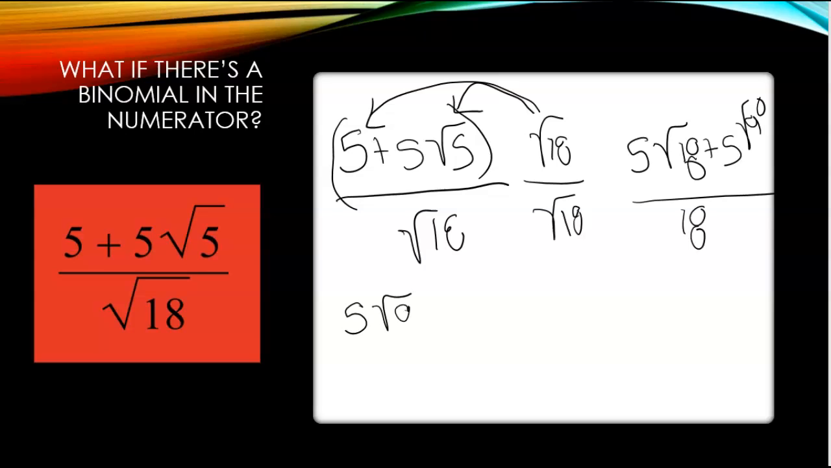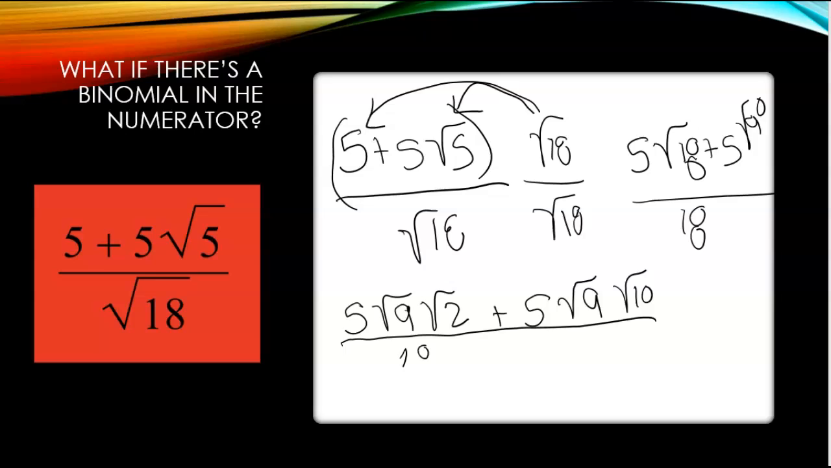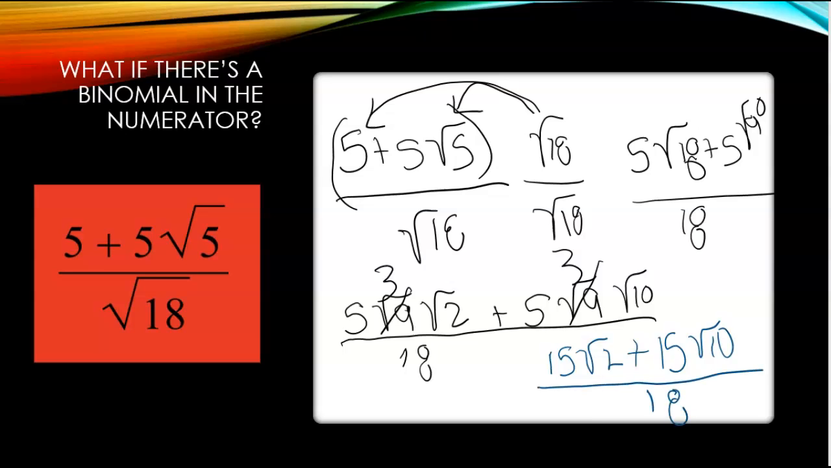I could say that this is radical 9 times radical 2 for the 18. Plus 5, let's say it's radical 9 times radical 10 for 90 over 18. I'm going to run out of room here. We know radical 9 is 3. 5 times 3 is 15 radical 2. 5 times 3 here, that's 15 radical 10 over 18.